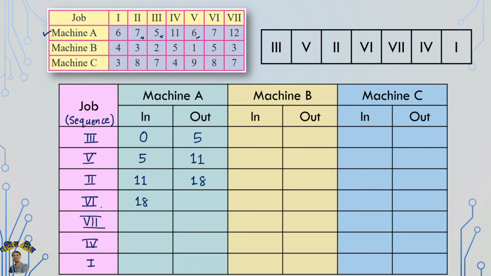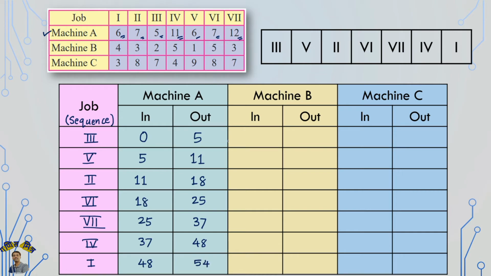Job number 6, the value is 7. So 18 plus 7 is 25. Copy that value 25 to the next value. The job is 7. So job number 7 value is 12. 25 plus 12, 37. Then copy that value 37 to the next job. The job is 4. The value is 11. So 37 plus 11, 48, and copy that value 48 to the next job. The job is 1 and its value is 6 for machine A. So 48 plus 6, 54. So these are the values for machine A.